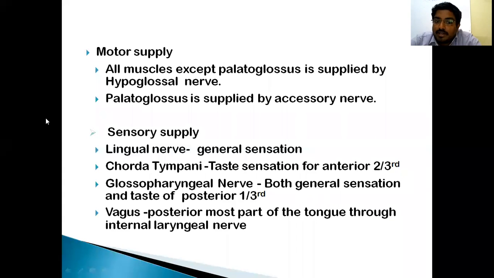Sensory supply: the lingual nerve is for general sensation, and the chorda tympani for taste sensation of the anterior two-thirds. The glossopharyngeal nerve carries both general sensation and taste of the posterior one-third, and the vagus supplies the posterior-most part of the tongue through the internal laryngeal nerve. See, motor supply: all muscles by the hypoglossal nerve except palatoglossus, which is supplied by the accessory nerve. And then the sensory.